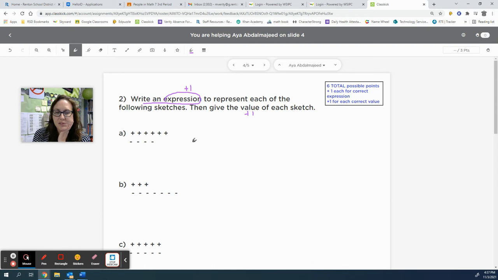So how many positives do I have? 1, 2, 3, 4, 5, 6. So the expression is 6 plus negatives. And how many negatives? 4. 6 plus -4. So I've got zero pair, zero pair, zero pair, zero pair. What do I have left? I have +2.